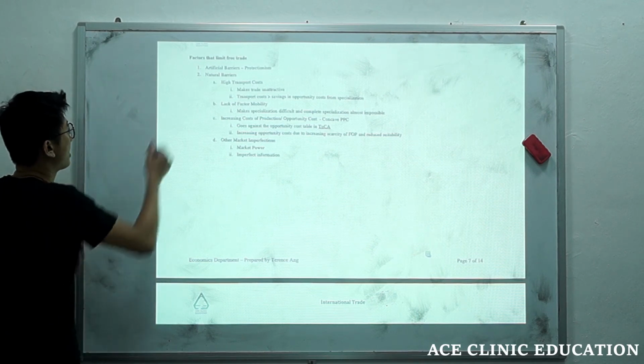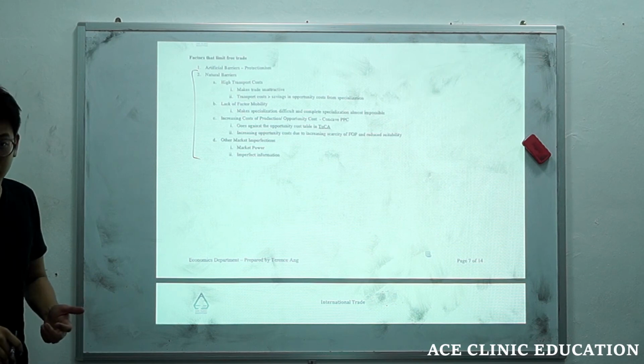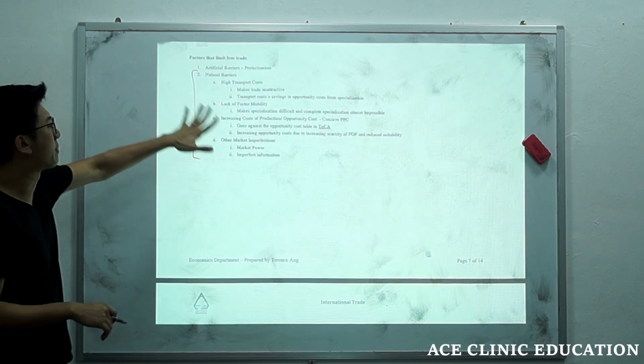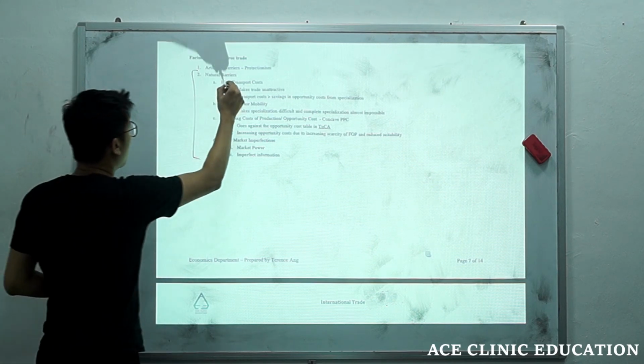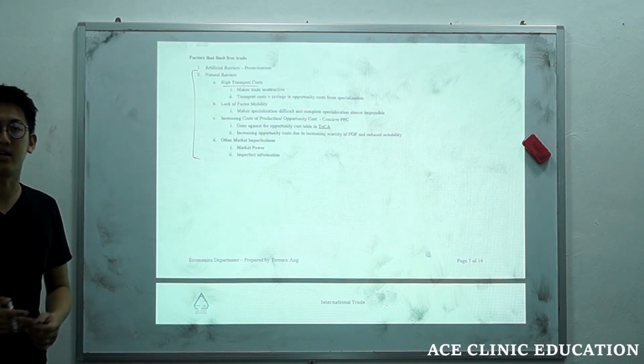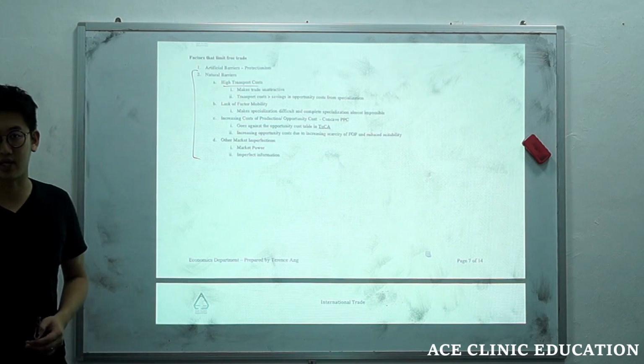Okay? But there are other barriers, right? There are natural barriers to trade as well, 4 of them. Okay, the first one is high transport cost. Right? So actually there's a lot of repeat from the TOCA page, so it's not very hard. Basically, high transport cost will be a natural barrier to trade. It makes trade unattractive because it eliminates a lot of the gains that you can potentially get from trade.